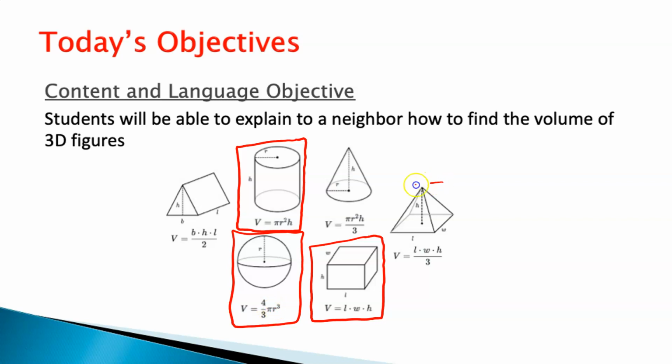And then the most recent one that we talked about was a pyramid. So it was length times width times height, but then we simply divide that by 3. A pyramid is a third of the size of the cube that it fits in.